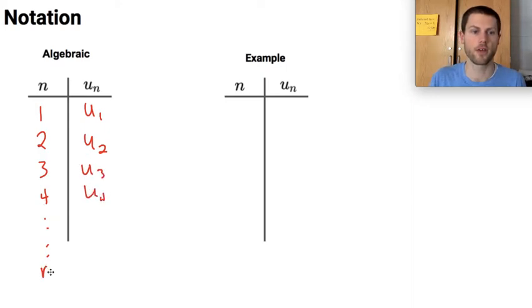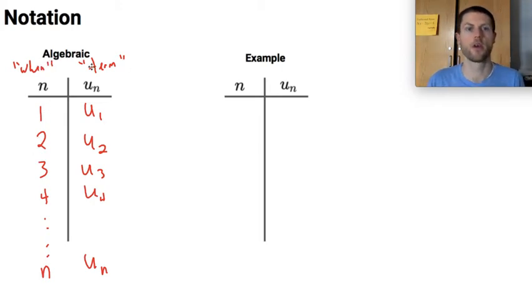And if I were to take this out to the nth term, this would be u sub n, whatever the term is in the sequence. So I guess we could say this is like the when it happens: the first, second, third, fourth. And this is like the what. The n is the when, the u sub n is the what.